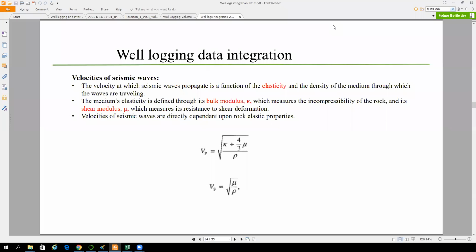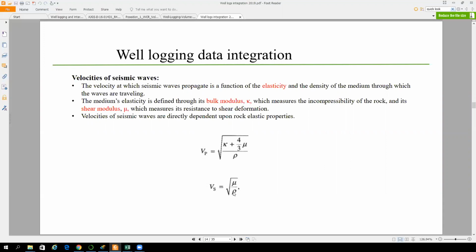When seismic waves, P or S, travel through different materials, they will have different velocities. Why is that? Because the velocities of those seismic waves, P or S, are a function of the elastic properties of the material. They are a function of the bulk modulus, the shear modulus and the density of the material. But the velocity of the S wave is a function of only the shear modulus and the density of the material.